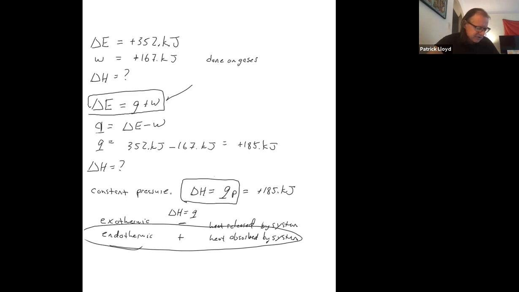And then again, if it's at constant pressure, that's going to be the case. So we normally look at constant pressure situations. We're not going to look at too many non-constant pressures for these problems.